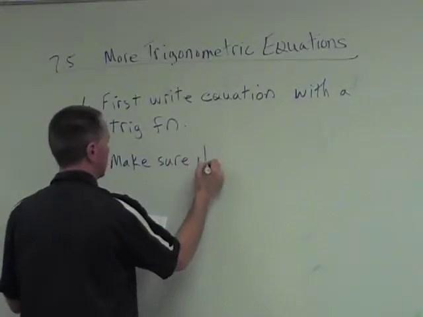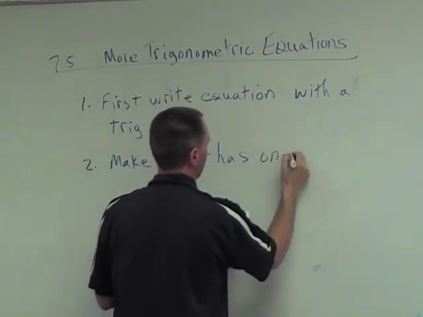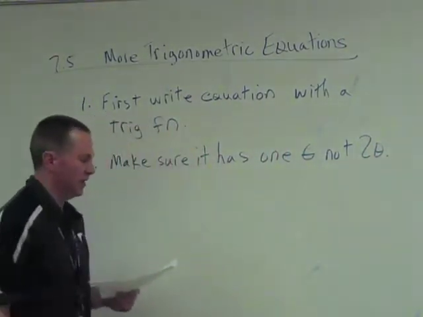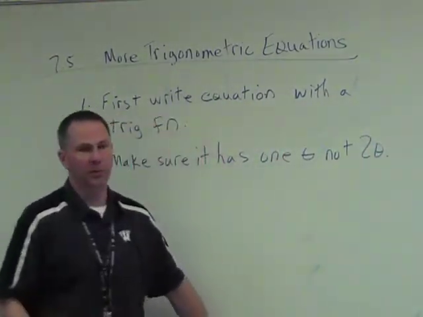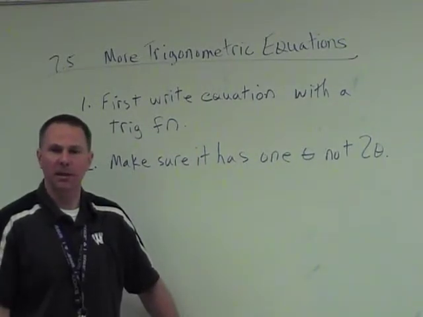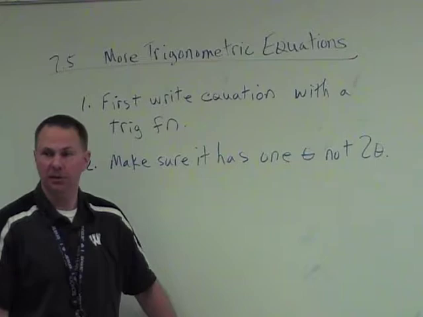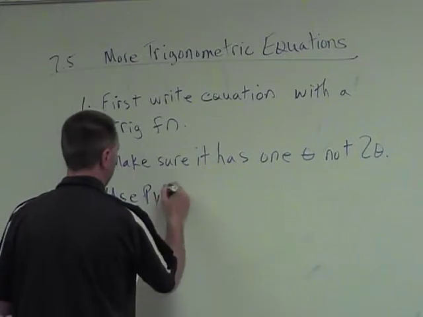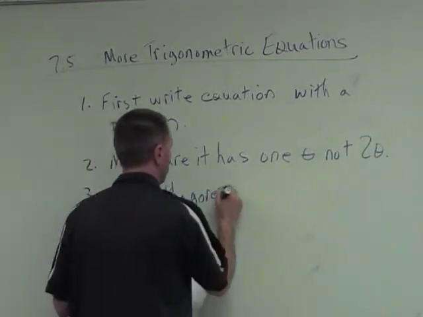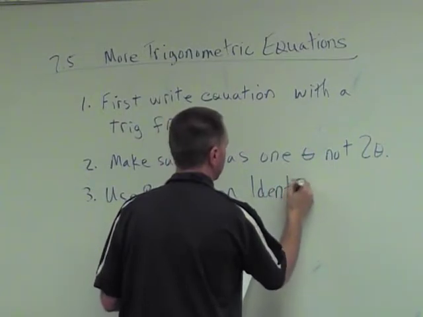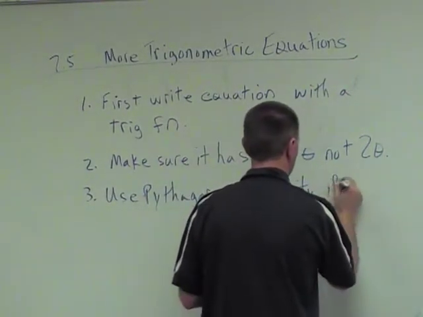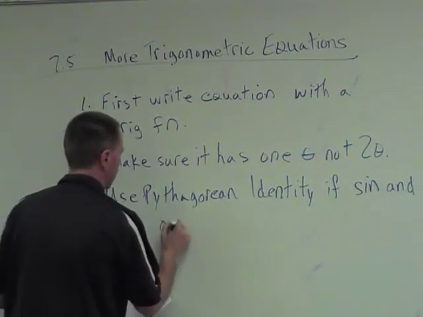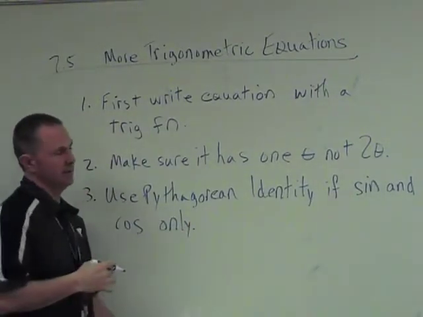Make sure it has 1 theta, not 2 theta. It's not that you can't deal with 2 theta, double angle formula, but just some hints about making things a little bit simpler. Okay? Number 3, use Pythagorean identity if it's a sine and cosine only. And that's not set in stone.